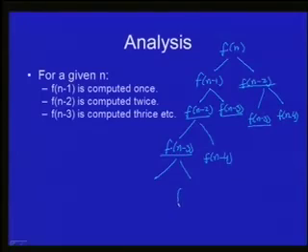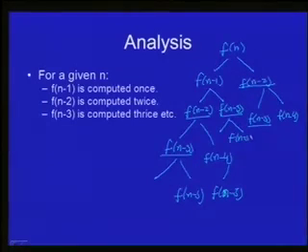because it will be called from here, and it will be called from here, it will be called from here, from here, and from here. And so as the value of I increases, f of n minus I is called an increasing number of times.